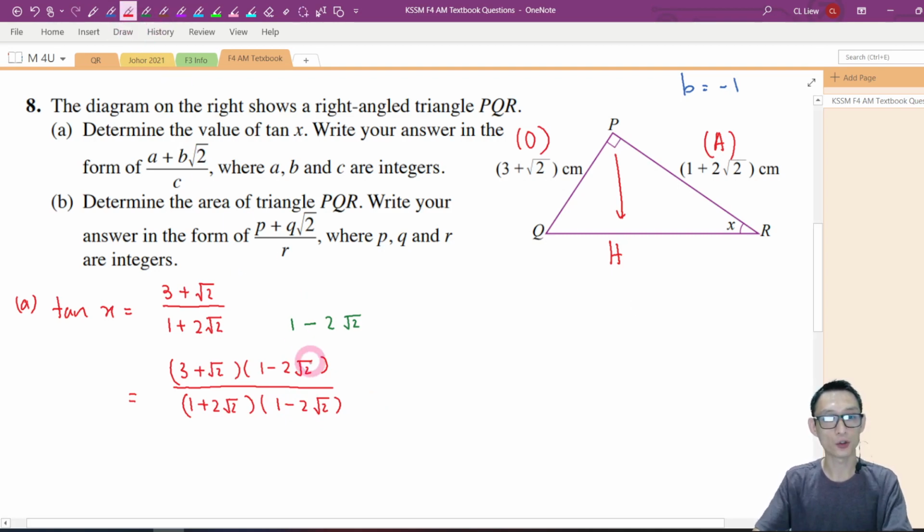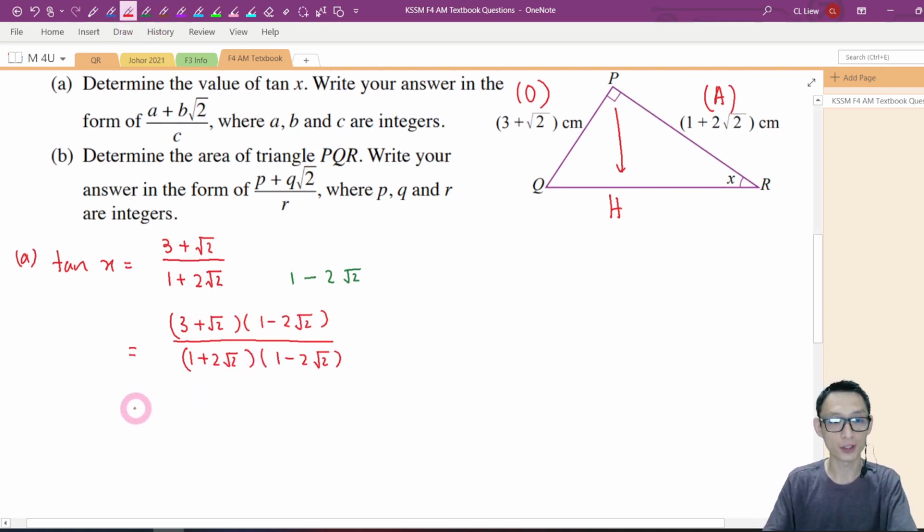So what to do next? We just do some expansion. 3 times 1, you get 3. Positive, negative, you get negative. 3 times 2, you will get 6. So the square root 2, you just copy. Okay, now let's move to second terms.